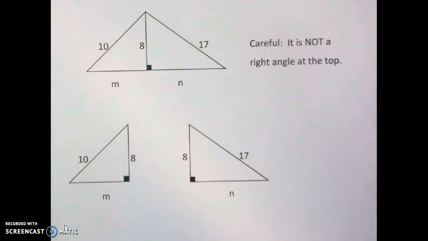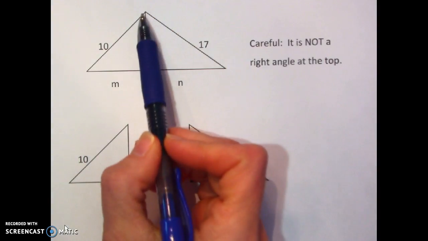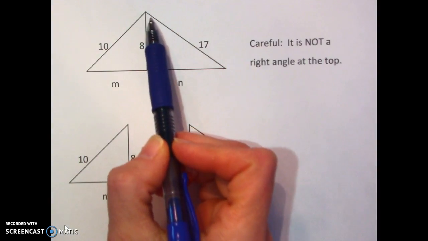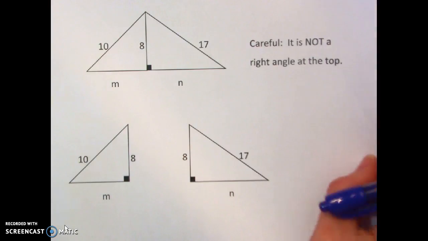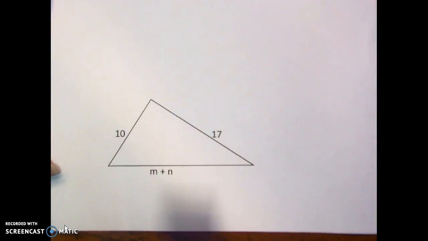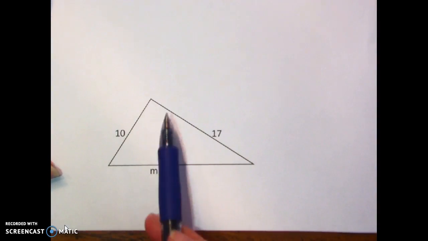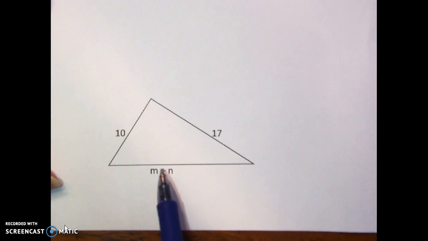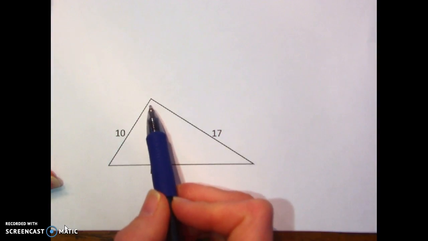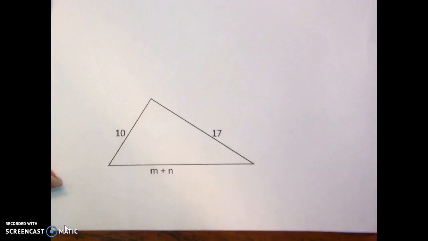Okay, now we have to be very careful. Some people think that this is a right angle at the top here, and this is not a right angle at the top. It's not marked as one, so we can't assume it's one. If I slide this down and show you the entire triangle without the piece going down the middle, 10, 17, and m plus n, you cannot use the Pythagorean theorem here to find the length of this whole side, because we don't know what size angle that is. And in the long run, it is not going to be a 90-degree angle, even though it appears to be close to that.